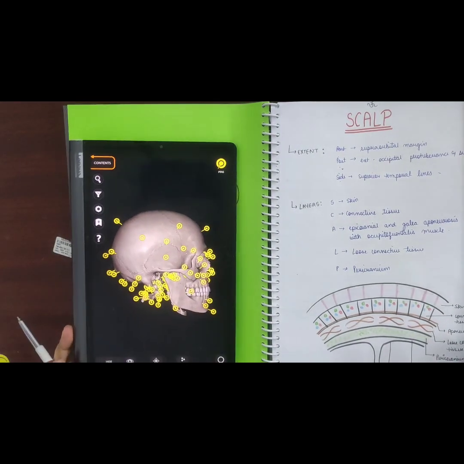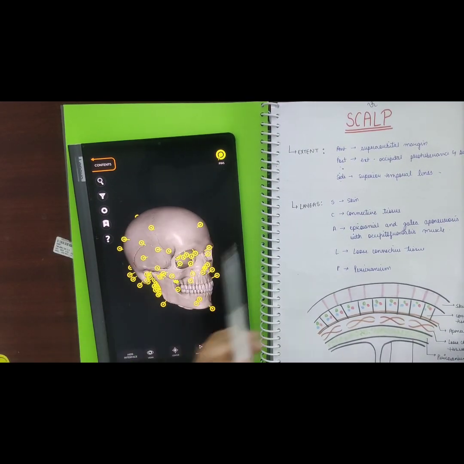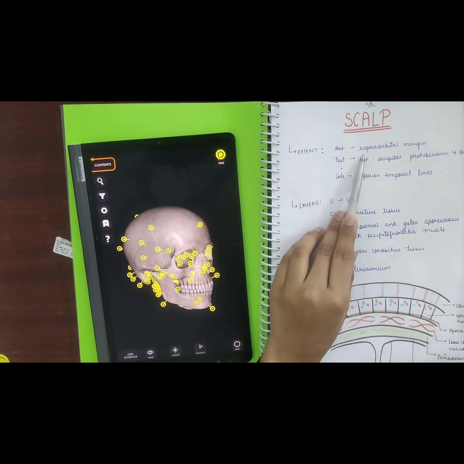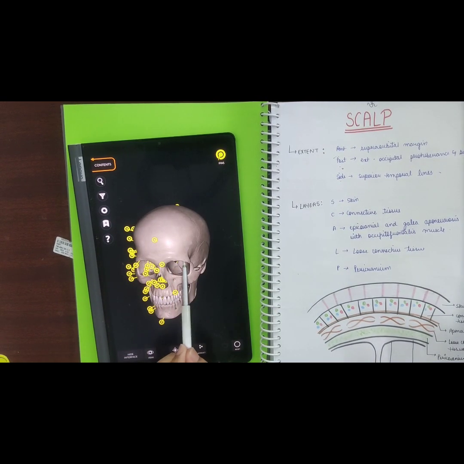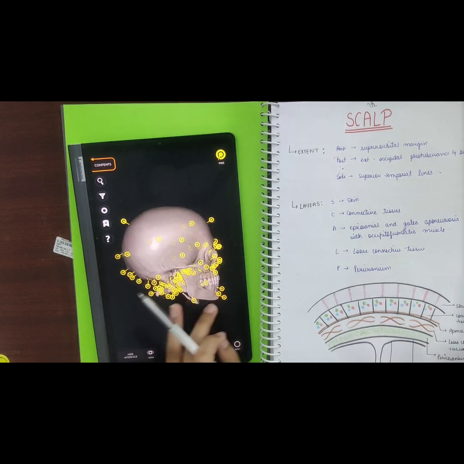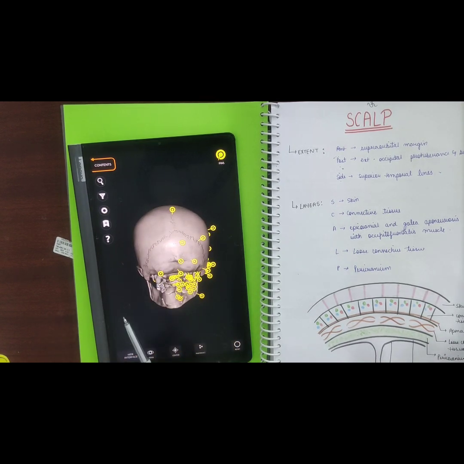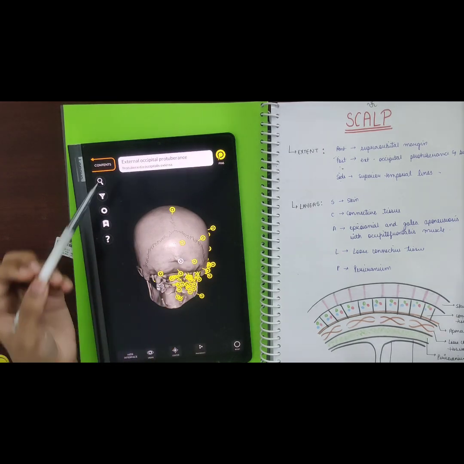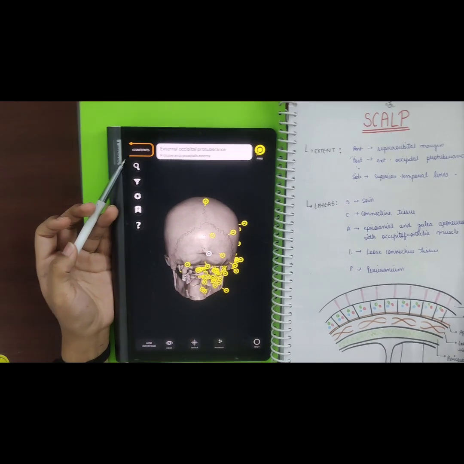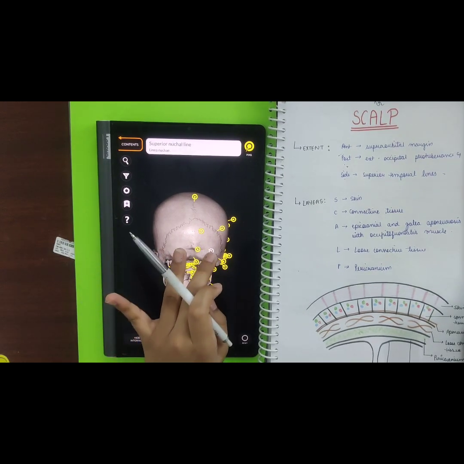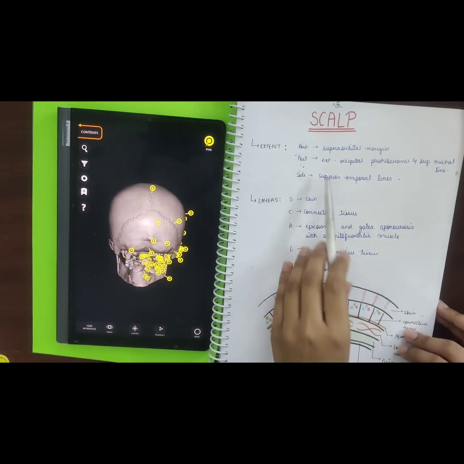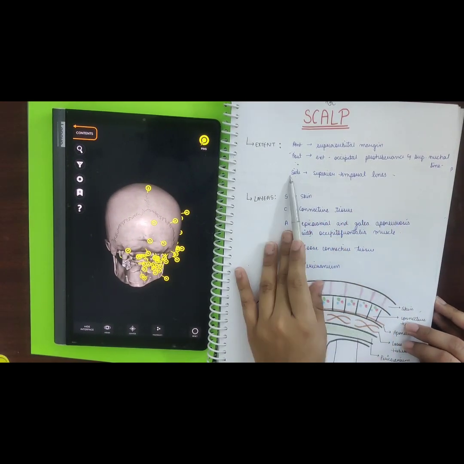The scalp starts on the anterior side from the supraorbital margin. So this is basically the supraorbital margin. Then on the posterior side, its extent is the external occipital protuberance, which is this, and the superior nuchal line. This one is the superior nuchal line.